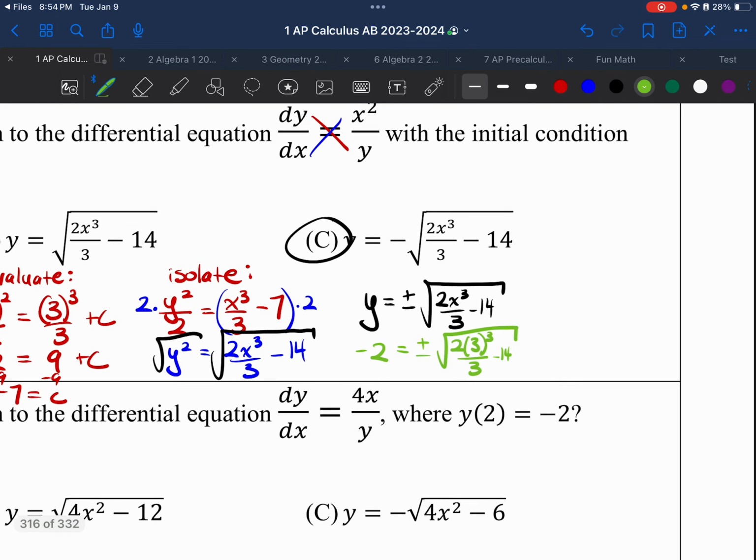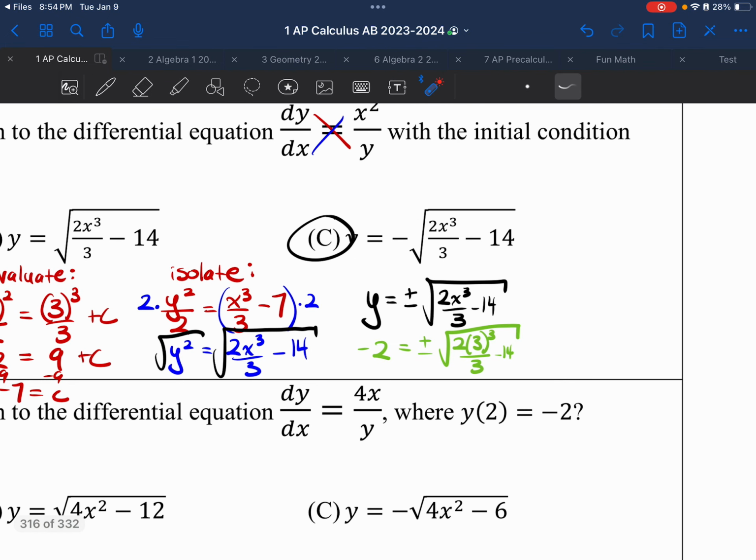All right, we're going to do some simplification kind of in our head real quick. 3 cubed is 27, divided by 3 is 9. I like saying it's 3 cubed over 3 to the power of 1, which is 3 squared, which is 9. Anyway, this is 9 times 2, which is 18. And 18 right here minus 14 right here is 4. This is the square root of 4. So -2 is equal to plus or minus the square root of 4. Therefore, -2 is equal to plus or minus 2.